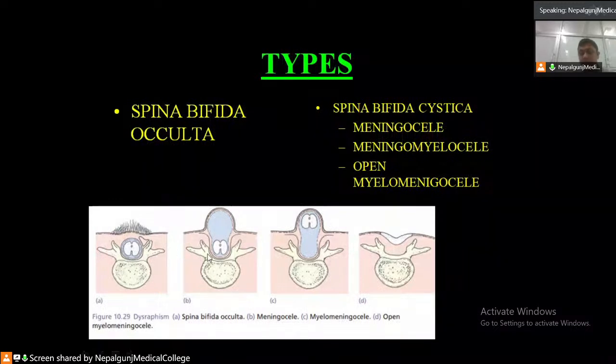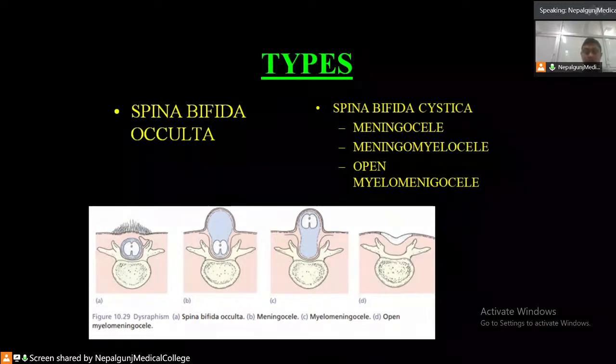Coming to the meningocele, the neural elements are present, but there is a cystic cavity or cystic form. A cystic sac is formed, which contains CSF and protrudes out up to the level of the skin.